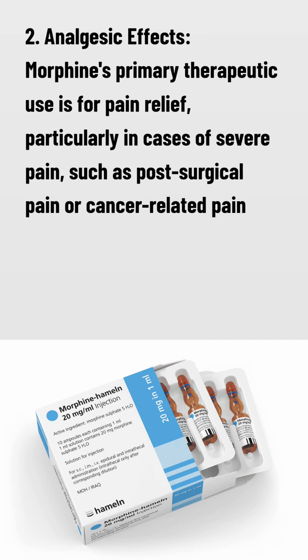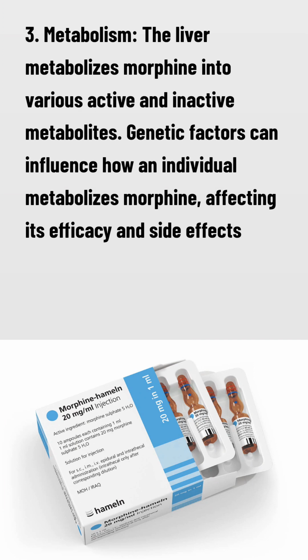2. Analgesic effects. Morphine's primary therapeutic use is for pain relief, particularly in cases of severe pain, such as post-surgical pain or cancer-related pain. 3. Metabolism. The liver metabolizes morphine into various active and inactive metabolites. Genetic factors can influence how an individual metabolizes morphine, affecting its efficacy and side effects.